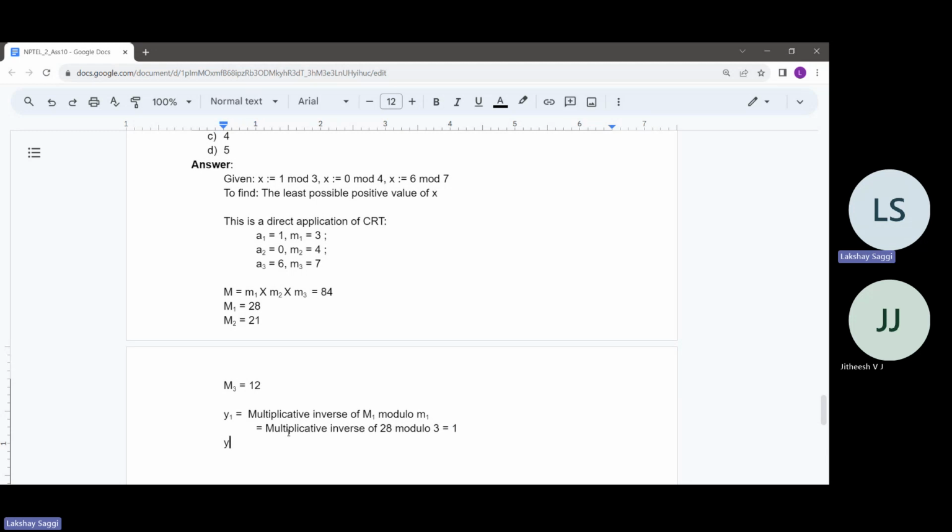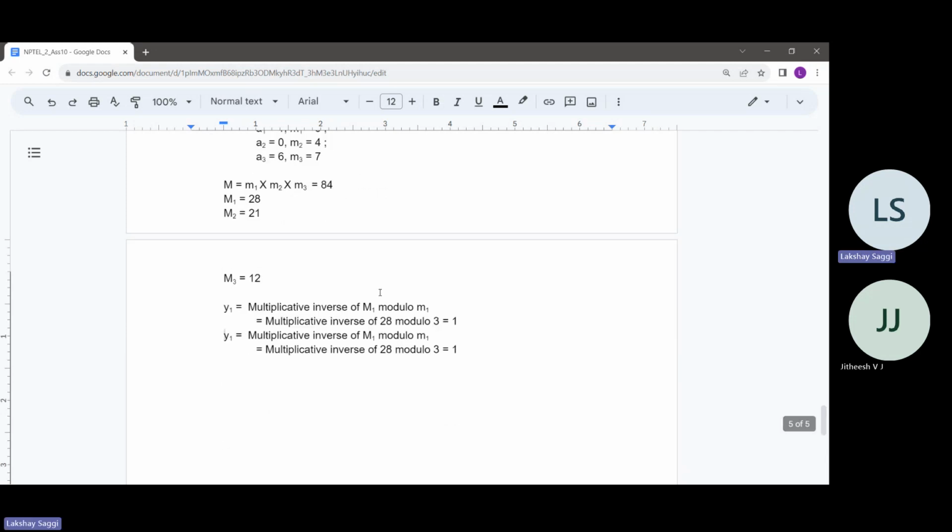Similarly, for finding y2, maybe I just copy this and change the values. You can calculate this multiplicative inverse yourself, because like I said earlier, it's not too difficult to find. You can use the extended Euclidean GCD, or do this faster if you have a high level intuition. If the values are simple, you can calculate them easily. I just calculated this orally because I directly saw that 28 divided by 3 leaves a remainder of 1 as it is.